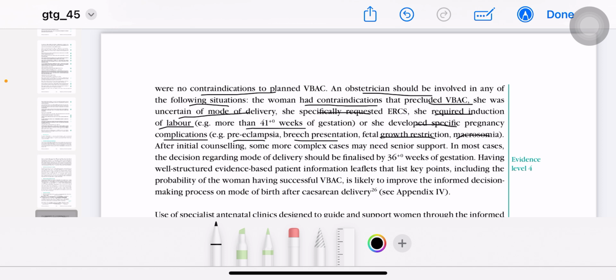So after initial counseling, some more complex cases may need senior support. In most cases, the decision regarding mode of delivery should be finalized by 36 weeks of gestation. So at 36 weeks, you decide. You have to explore the patient, you have to take a detailed history, any underlying medical condition like diabetes, hypertension, a macrosomic baby, whether the presentation is unchanged, like breech presentation, whether the baby has fetal growth restriction. So you have to individualize, because in this case she has two risk factors.